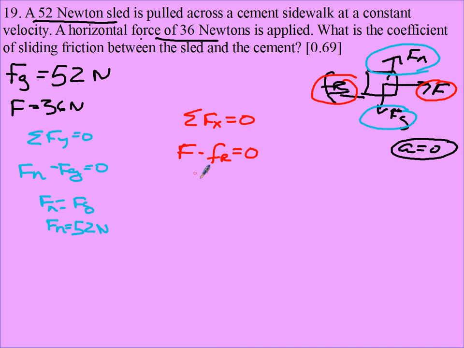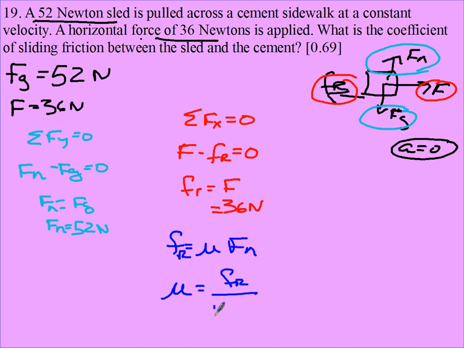Let me solve this for friction. So friction is my applied force. Friction has to equal this F, which is 36 newtons. I'm not done because I'm looking for mu. And I know from my equations that friction is mu Fn. I'm going to solve this for mu. Mu then is my frictional force divided by the normal force.